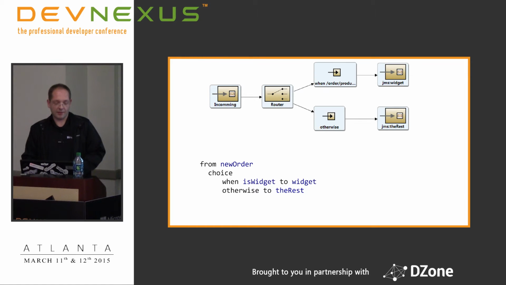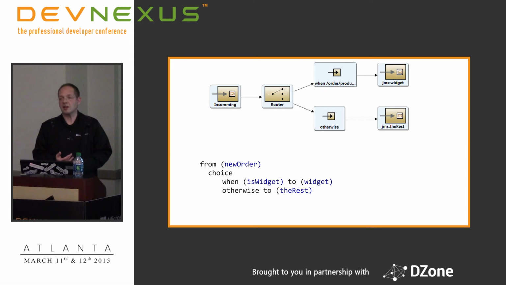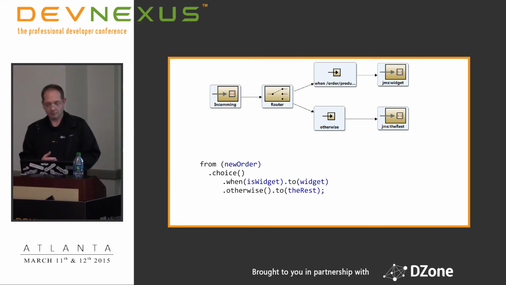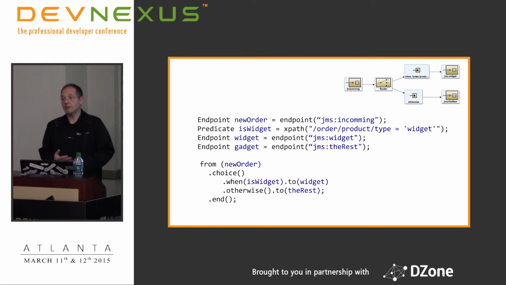If we put some braces around there, it starts looking like Java. What we are missing are some dots. There we go. That's Java, right? And that's exactly the Java DSL that Camel supports. And it's just a teensy little bit more. I mean, we just need to define the different endpoints.